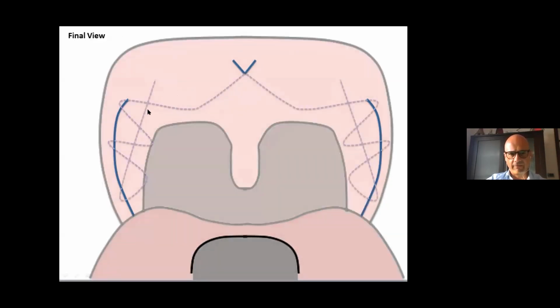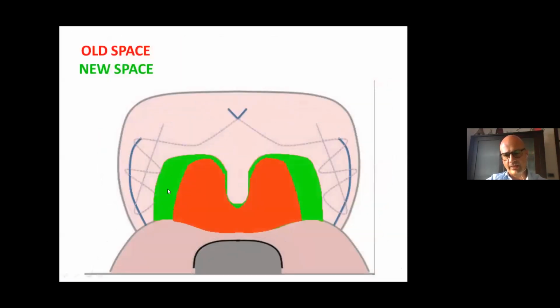This is the final view. Usually after the surgery, the orange area is the old space. After the surgery, we have a new green area enlarged compared to the beginning.